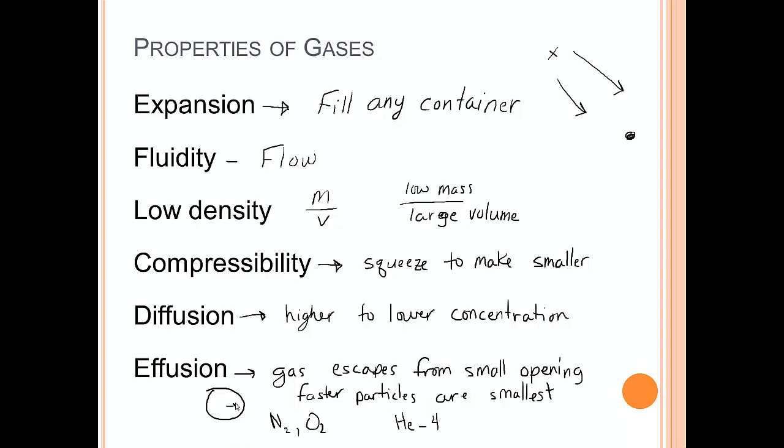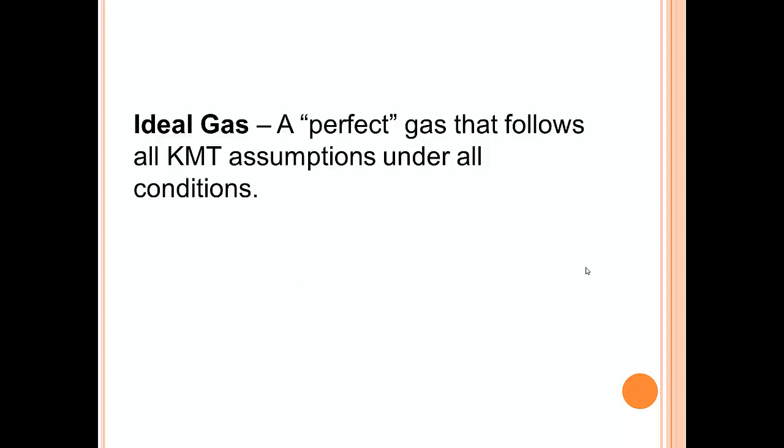So the helium is going to escape faster out of the latex balloons because it's a smaller particle and it's going to fit through the holes, the openings in the latex balloon. So effusion is gas escaping through a pinhole. Diffusion is just the gas moving from a higher concentration to a lower concentration. All of this happens because those particles are in constant random motion.